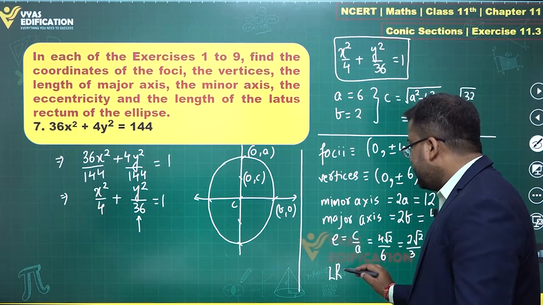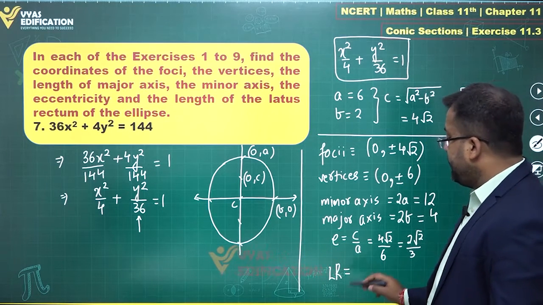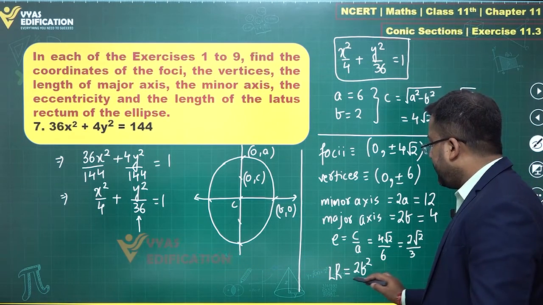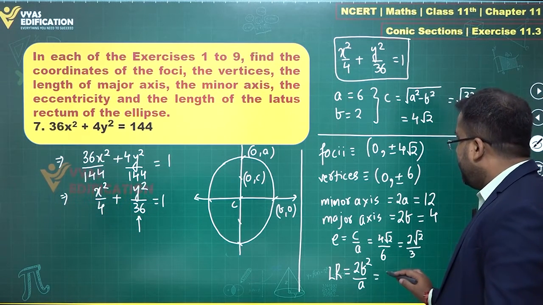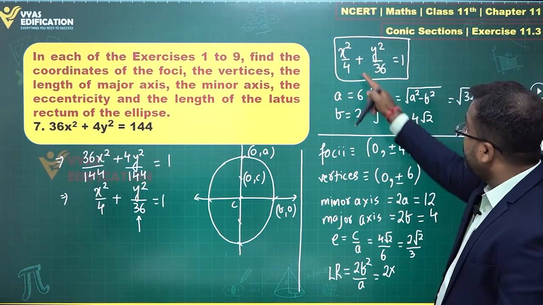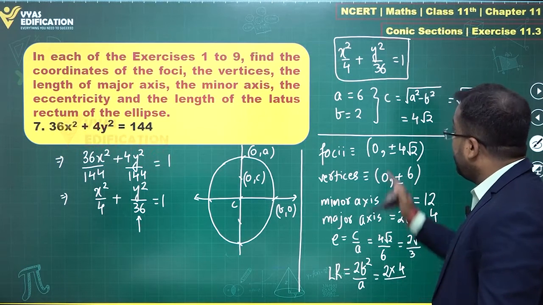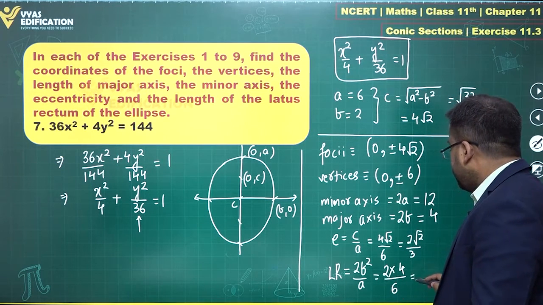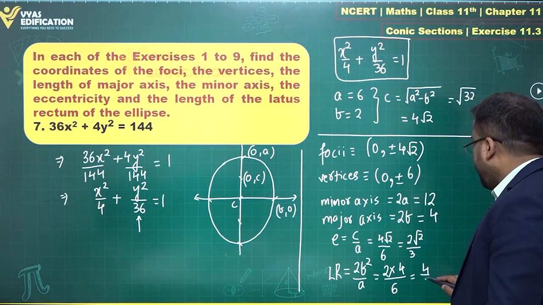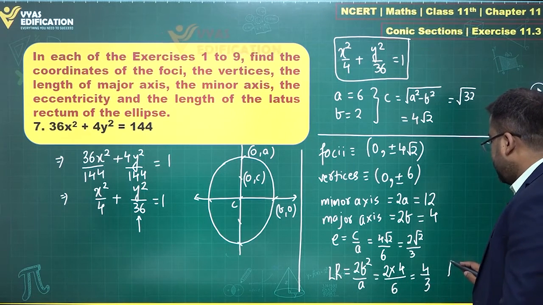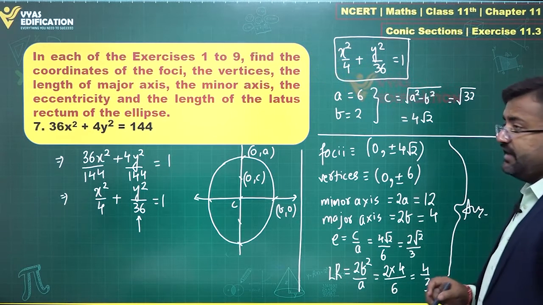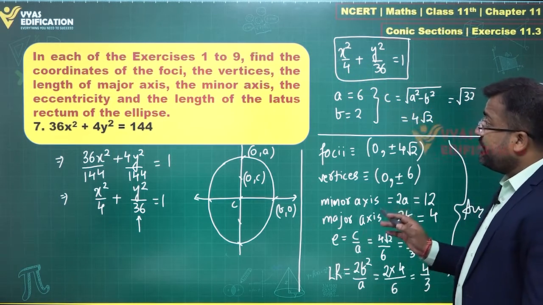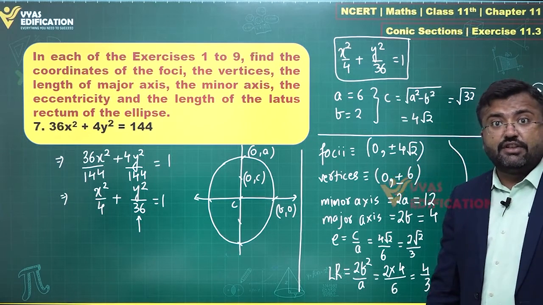Latus rectum is equal to 2b square upon a. That's the formula for latus rectum, right? Length of latus rectum will be this, which is 2 times b square, which is 4, upon a, which is 6. This is 8 by 6, which is 4 by 3 actually. 2 gets cancelled, and this complete thing gives me the answer for this question, right? That's the final answer for this complete question over here. That's the 7th question for us.